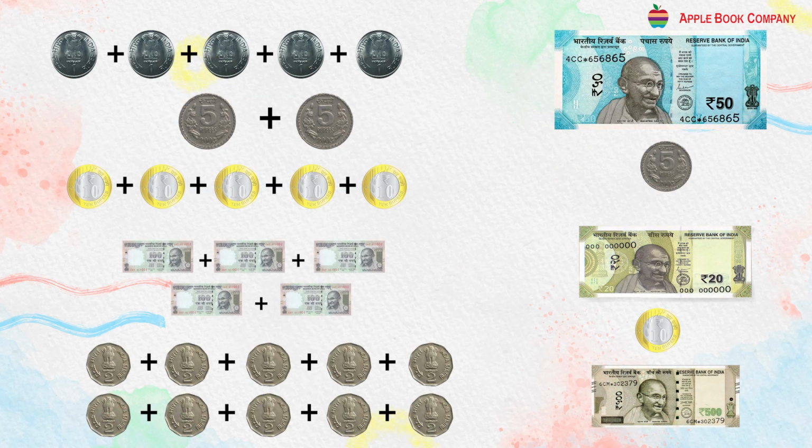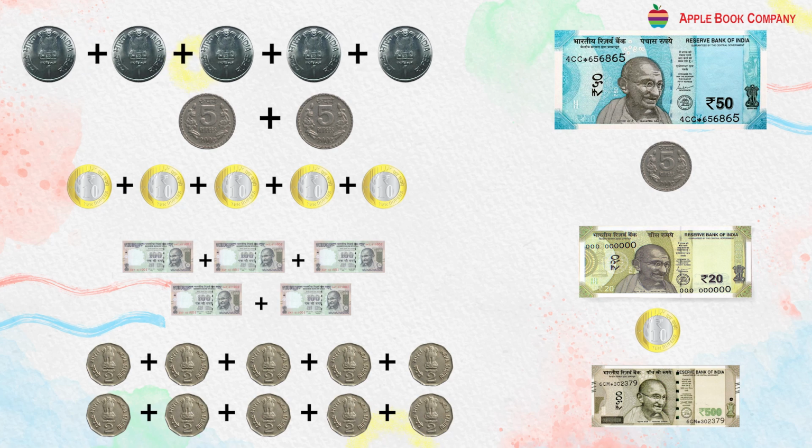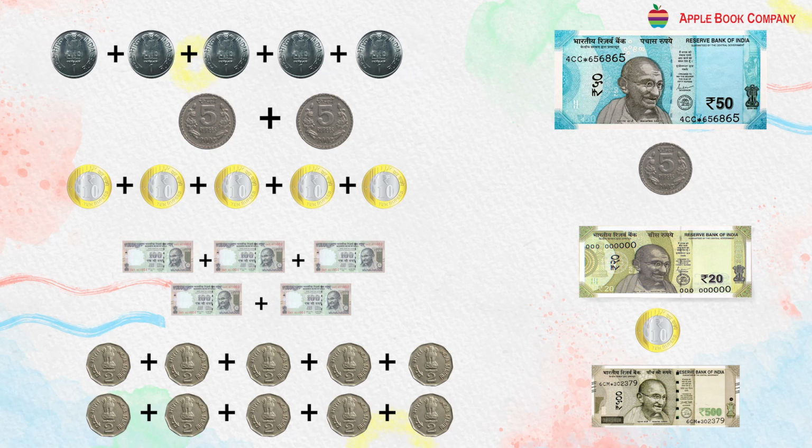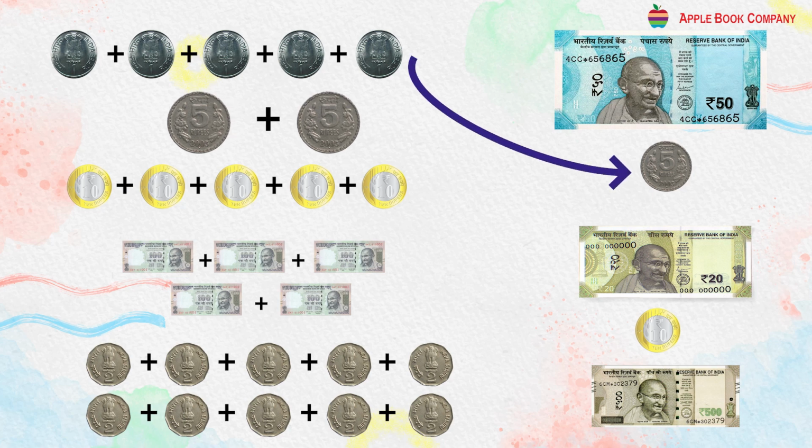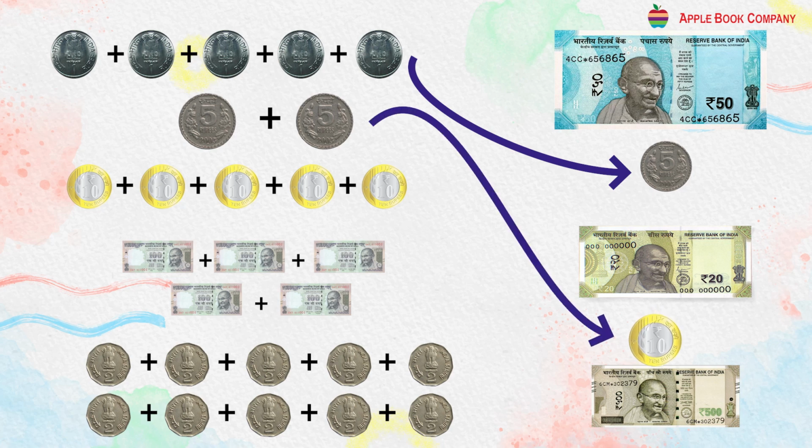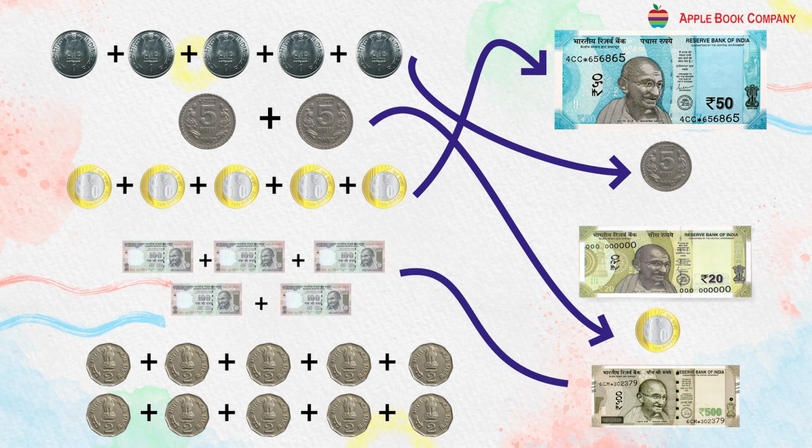Match the following. You have 5 coins here and you have 5 rupee coin here. So if it is a 1 rupee coin, you will have to match it. So 2 5 rupee coins are there, so match it to the 10 rupee coin. Then you have 5 10 rupee coins, it becomes 50 rupees. So this blue color note. And then you have 500 notes, which is equal to a 500 note.